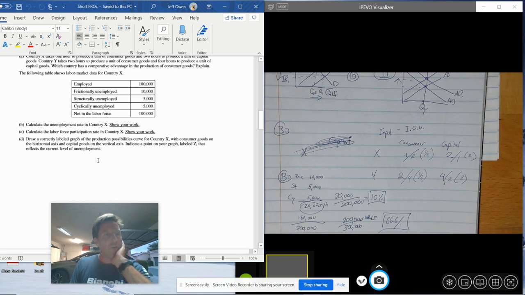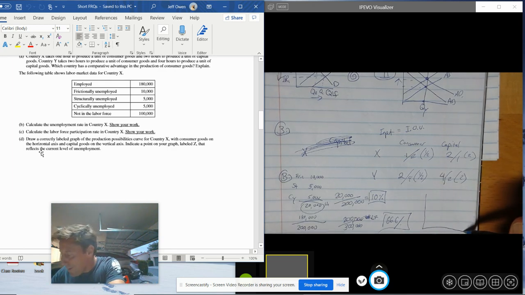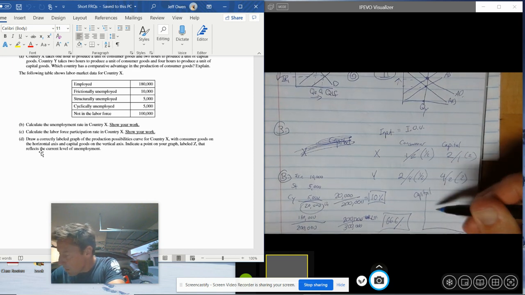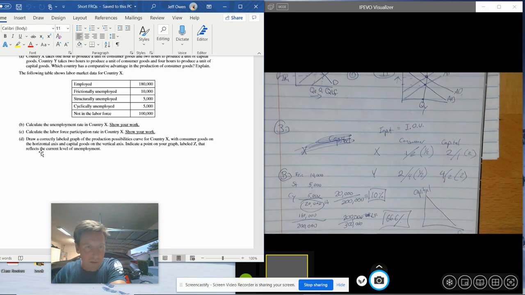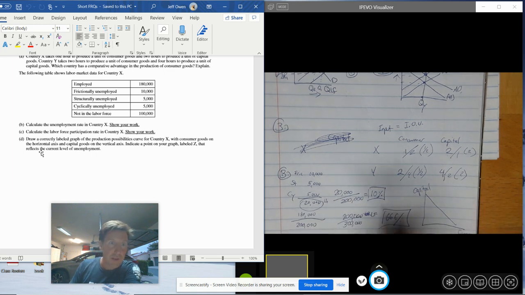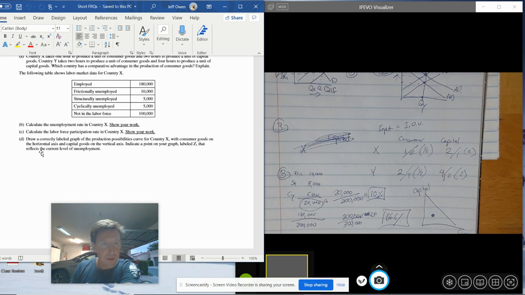And then D, draw a correctly labeled graph of the PPC curve for country X with consumer goods on the horizontal and capital goods on the vertical. Indicate a point on the graph that reflects the current level of unemployment. All right, we're going for a tiny little PPC right here. I've got capital. I've got consumer. There's my PPC curve. I just straight lined it. I'm lazy. 10%. Yikes, that is huge. What is our natural rate of unemployment? 4 to 6%. So they're testing to see if you recognize that one. 4 to 6% would be on the curve. So this little homie is chilling down here. Label Z for ain't got the job.